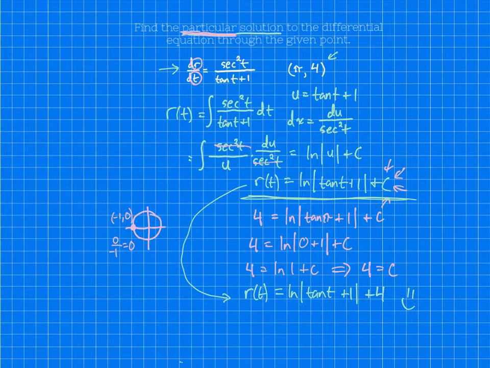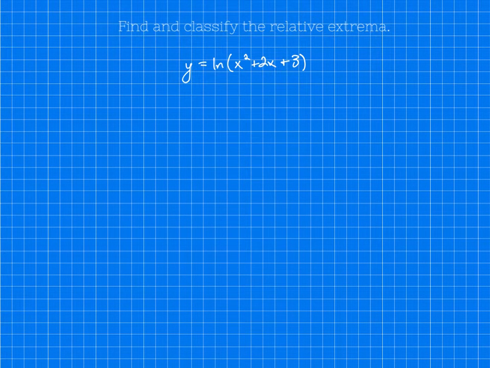Let's go on to the last one here. This has to do a little bit with derivatives. What we want to do is find and classify the relative extrema. So this will involve taking a derivative and then doing something with it in order to find where the possible humps and troughs are on this function's graph. Y equals ln of x squared plus 2x plus 3. If you want to go and give it a shot, you can start right now.